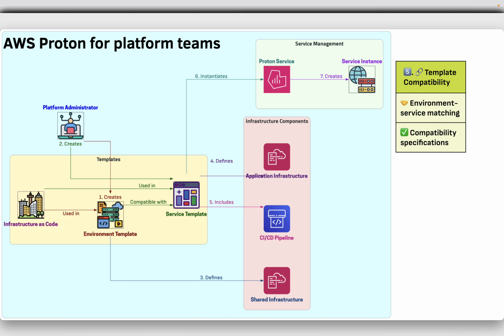Then you have template relationships. So platform teams can define compatibility relationships between environment templates, which is the core, and the service templates. That ensures that applications are deployed only in compatible infrastructure environments.